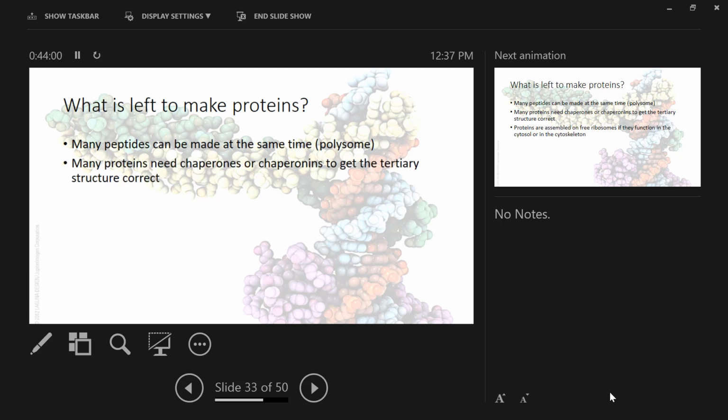Now, many, if not most, proteins actually need other proteins called chaperones or chaperonins to get the proper three-dimensional shape. The secondary structure, those alpha helices and beta sheets, some of those will happen on their own because of how the amino acids interact with adjacent amino acids. But the overall three-dimensional shape of the protein usually has to be accomplished by other proteins folding that protein.